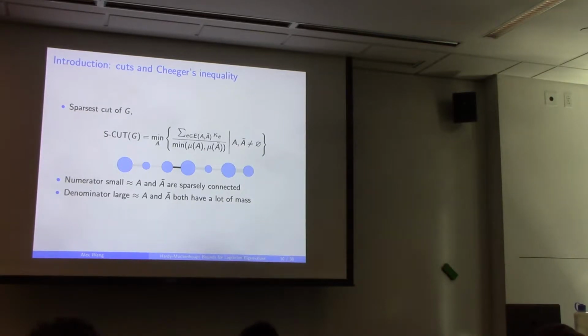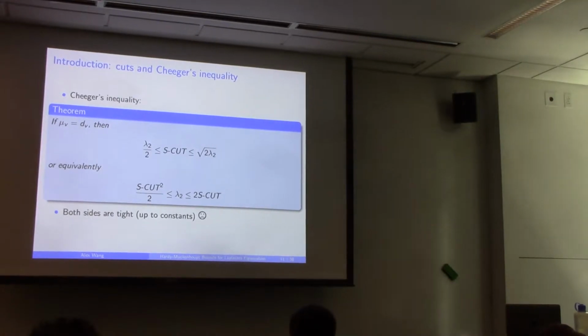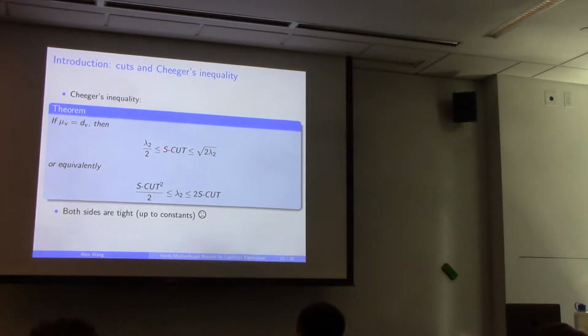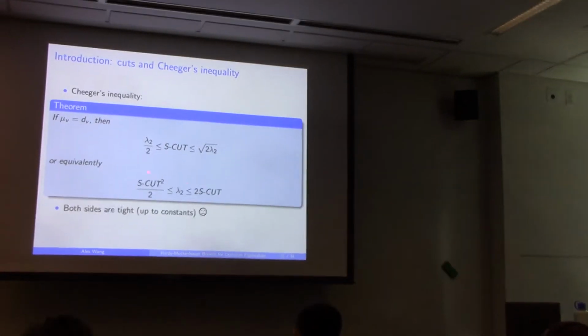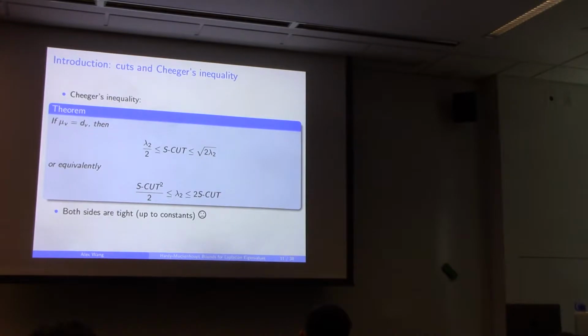So after you've defined this quantity, Cheeger's inequality tells you that in the special case where mu is exactly equal to the degree, which in the literature is called the case of the normalized Laplacian, you have that the sparsest cut is bounded below by lambda 2 over 2 and above by square root of 2 lambda 2. Equivalently, I'm going to rewrite it in this way here. We care about lambda 2, and we're thinking of Cheeger's inequality as a way to use the sparsest cut to bound lambda 2. So this is the inequality I care about.